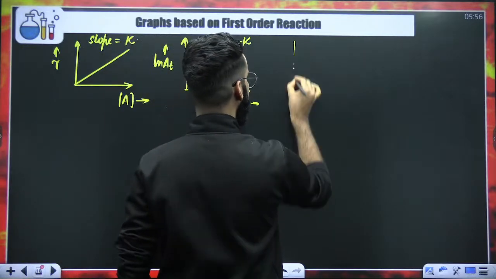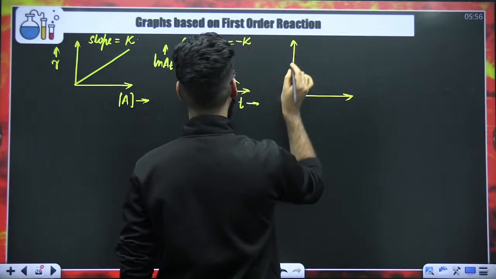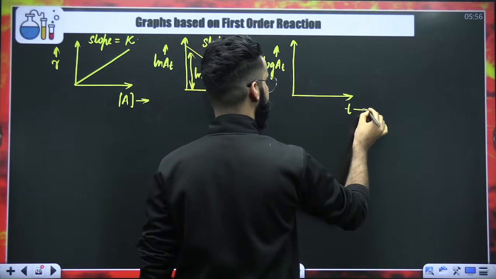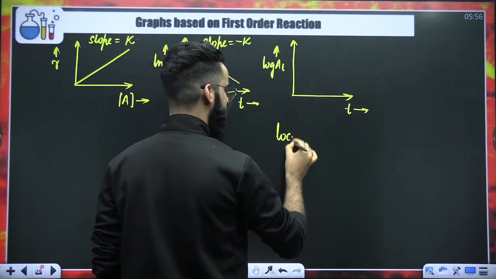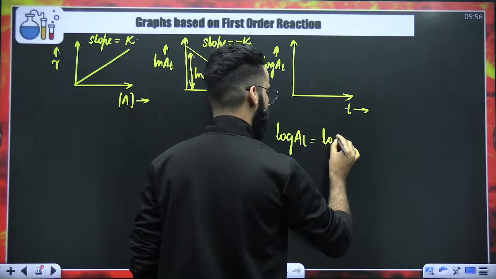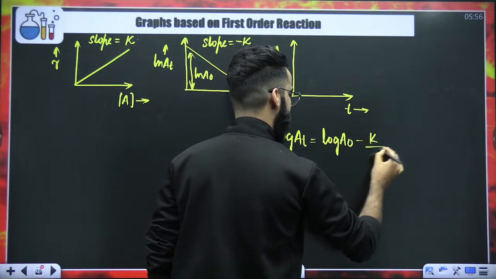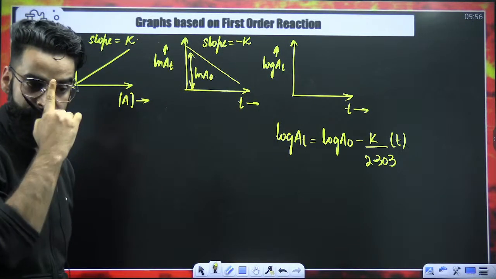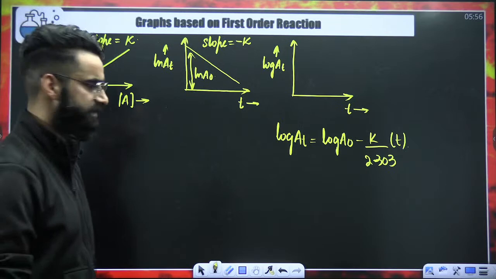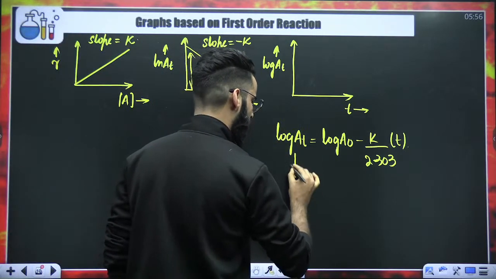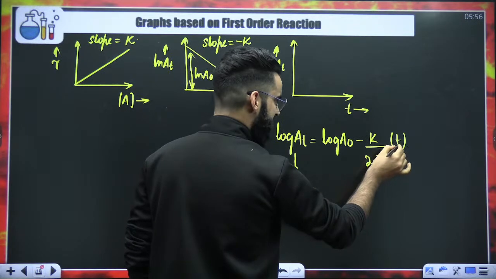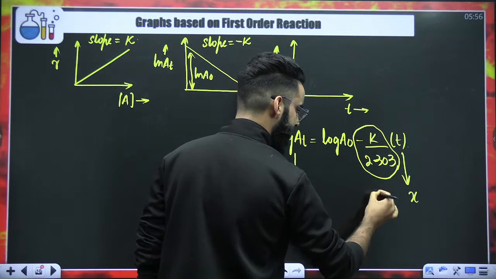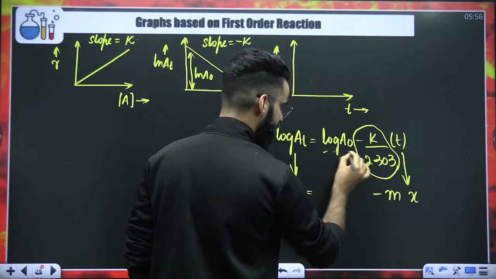Now, my dear students, for example, you're plotting one more graph. The graph is between log of At versus t. One equation I gave you a few minutes back: log of At is equal to log of A naught minus k divided by 2.303 multiplied by t. Now try to understand. Log of At you're plotting along y-axis, time you're plotting along x-axis. So this is your x. So this whole term has to be your minus m, and this is basically c.